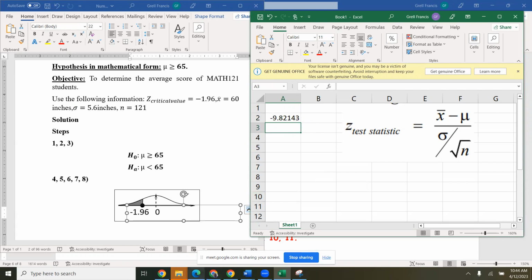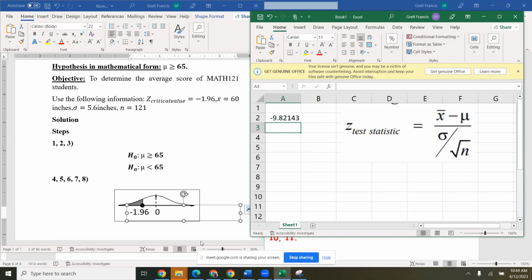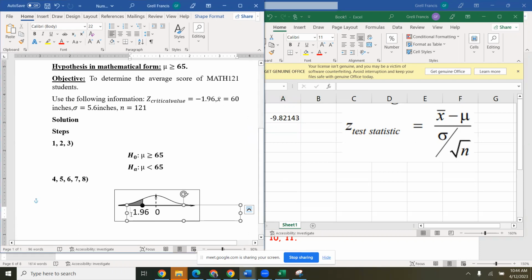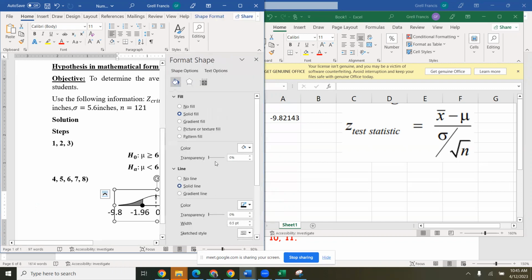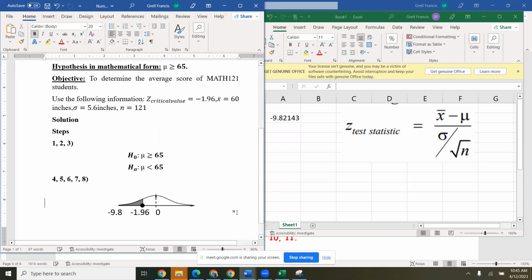Step number 8 says we've got to plot the test statistic on the distribution curve. Negative 9.82, sorry, is more towards the left of negative 1.96. And clearly we can see now that our test statistic is in the critical region. It's in the rejection region. So we're moving on to step number 9.